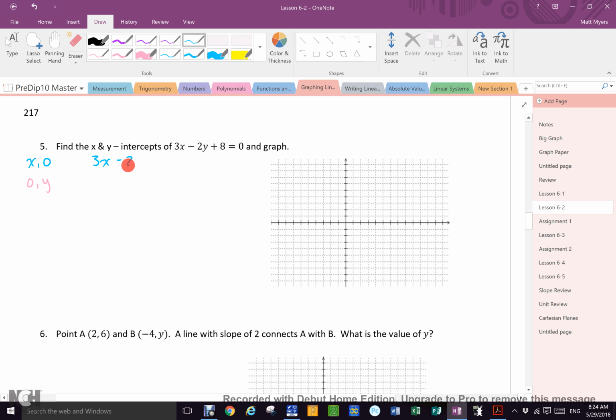3x minus 2 times 0 plus 8 equals 0. And then I do algebra to find x. 3x plus 8 equals 0. 3x equals negative 8. X equals negative 8 thirds.